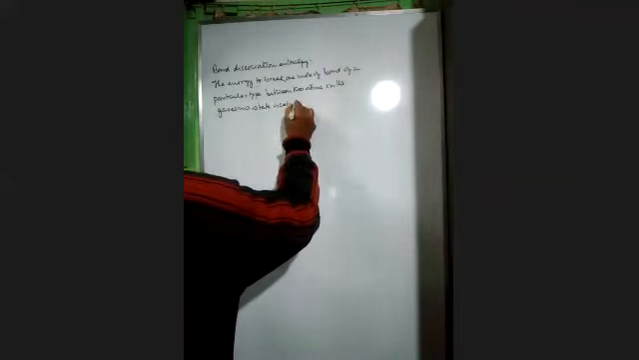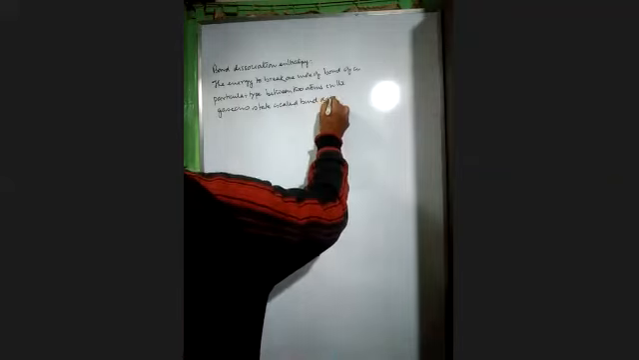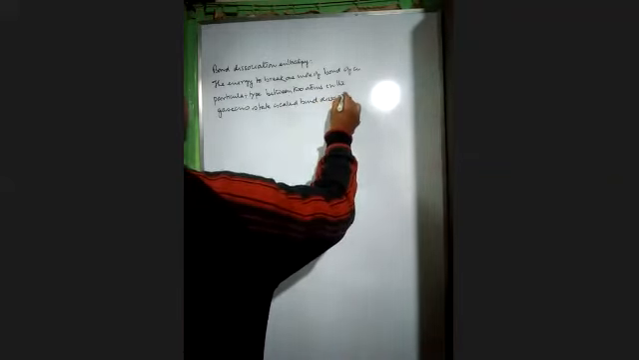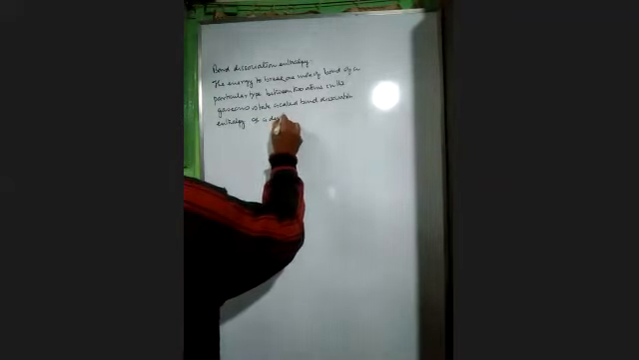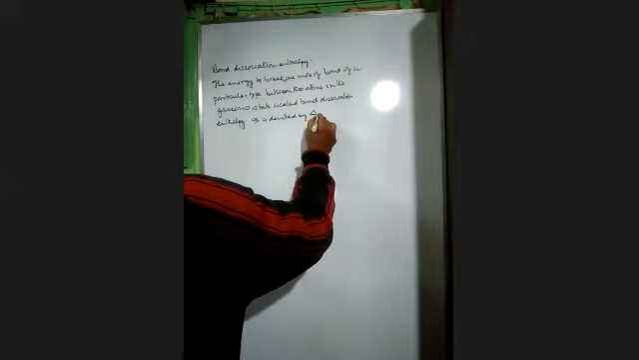This is called bond dissociation enthalpy. It is denoted by delta a H.